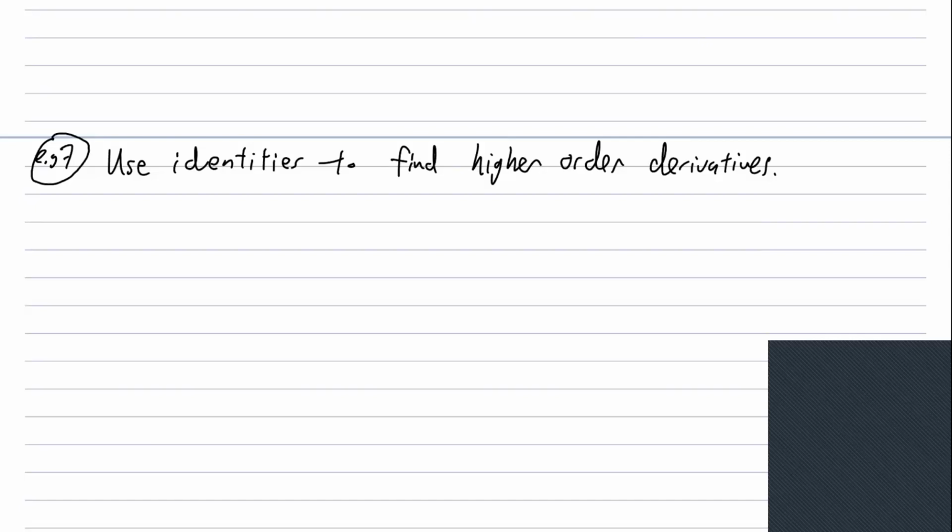Prove that, given that y equals e to the power of sine inverse x, that 1 minus x squared, bracket... Yeah, correct.